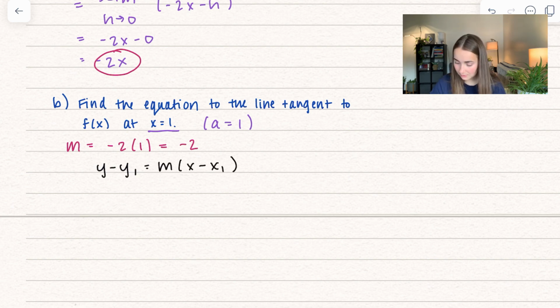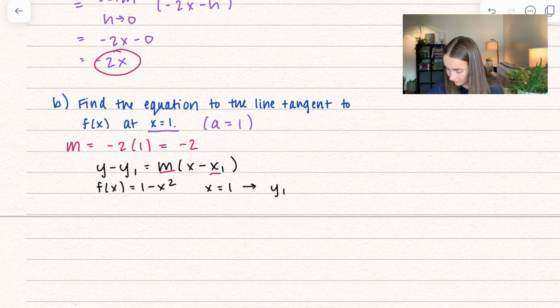So notice here we found our m, and we also have our x1 already, but we need to find our corresponding y1. And that's when we go back to the original function. Our original function was f of x equals 1 minus x squared. And I can plug in the value x equals 1 to get my corresponding y value. So y1 is equal to 1 minus 1 squared, which is equal to 0.